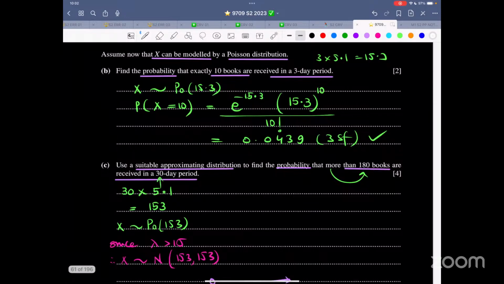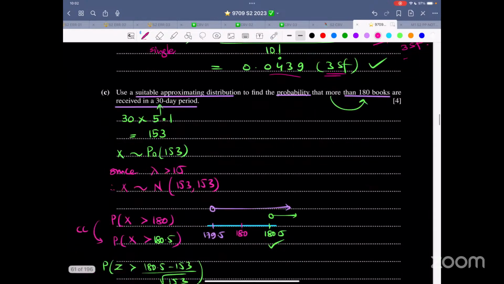Assume now that X can be modeled by a Poisson distribution. Find the probability exactly 10 books are received in a 3-day period. You had 5.1 as the mean. You multiply it with 3, you get 15.3. Now use this 15.3 over here. Probability X equals 10, a single value probability calculation. This is the answer given to 3 significant figures. Work in 4SF, and the final answer is in 3SF. Of course, in S2, you don't have to worry about any angle or something.